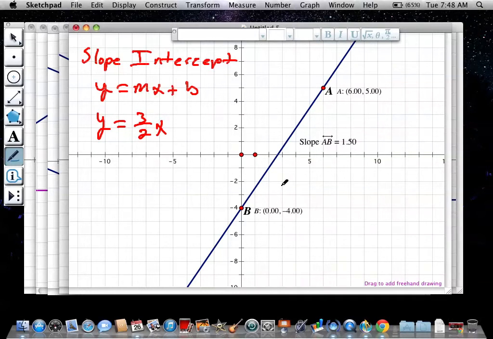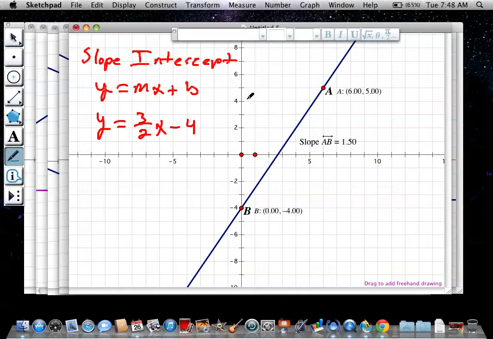And then the b represents the y-intercept. The y-intercept here, I've marked it for you, is negative 4. The y-intercept is always where it crosses the y-axis, and it crosses the y-axis when x equals 0. So negative 4 is my y-intercept. So there you go, I plug it in. y equals 3 over 2 x minus 4. That's the slope-intercept form of this equation.